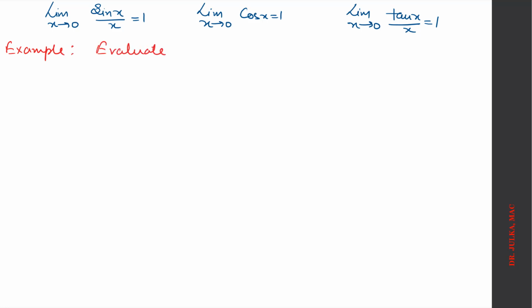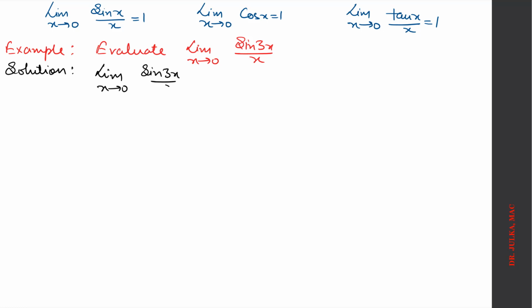Example 1. Evaluate limit x tends to 0 of sin 3x upon x. Here we need sin 3x upon 3x. So we will divide by 3 and multiply by 3, and we will get limit x tends to 0 of sin 3x upon 3x multiplied by 3. And the answer is 1 multiplied by 3, which equals 3.